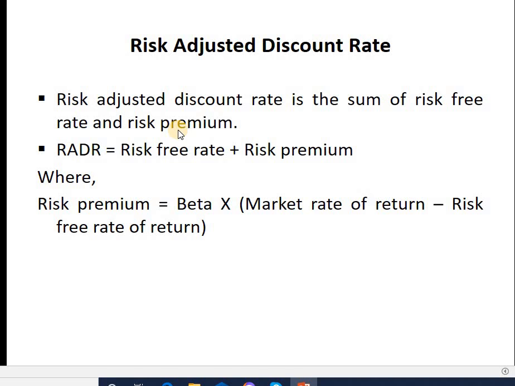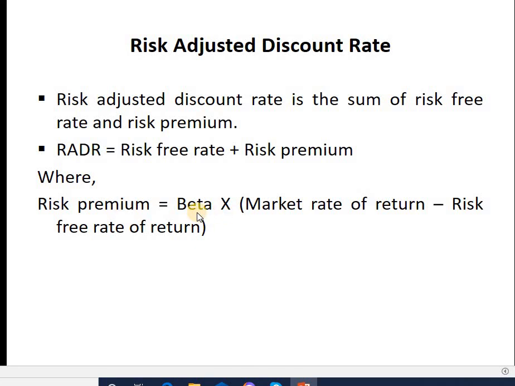Risk premium means when you are investing in a risky project, we are actually taking some risk of investment, so we are providing a premium for it. So RADR is equal to risk-free rate plus risk premium. So what is risk premium? How to calculate it is beta.